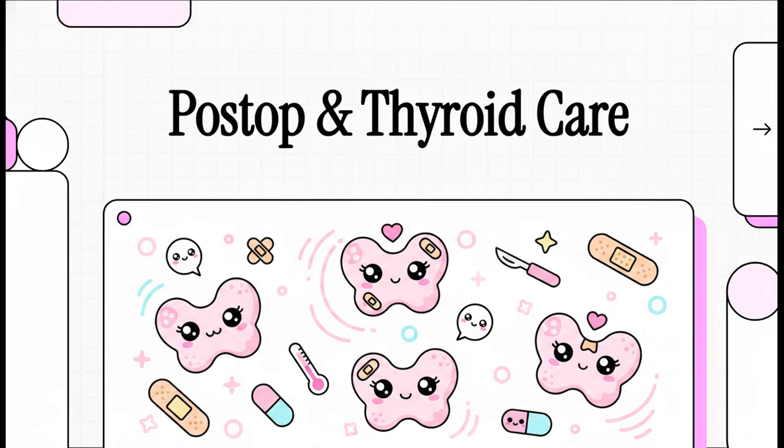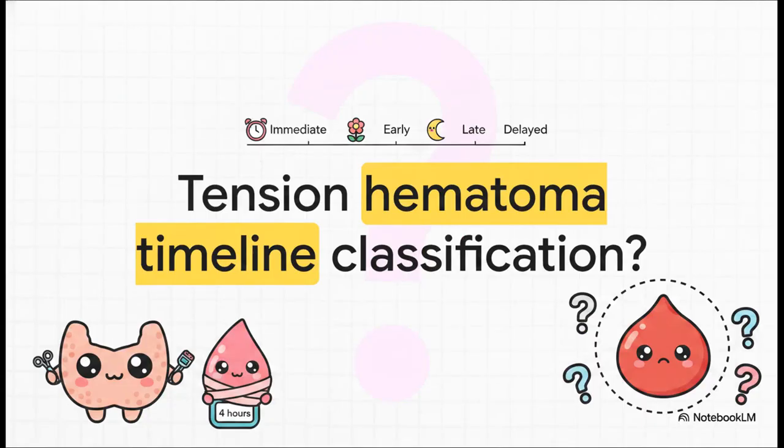Let's jump right into this rapid-fire explainer on the essentials of postoperative management and thyroid complications. We've got a lot of ground to cover, so let's hit it. Question 1. A patient develops a tension hematoma at the surgical site within 4 hours after a thyroidectomy. So, what's the classification of this postoperative complication based on that time frame? Is it A, urgent, B, immediate, C, early, D, late, or E, delayed?